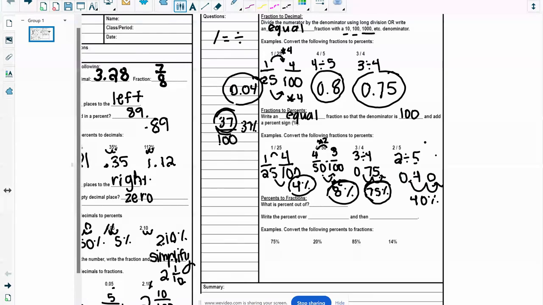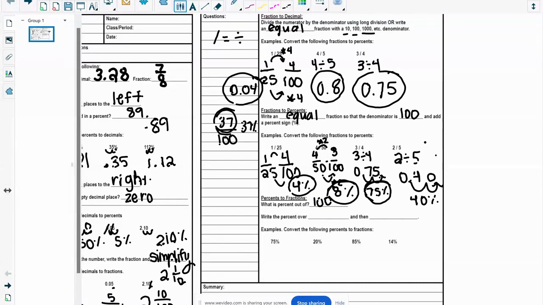Last but not least, now we did fractions to percents. We want to do percents to fractions, so doing the backwards of what we just did. So first thing I want to ask is, what is percent out of? Like, what is the highest percent you can get without going over? Okay, because you can technically go over this number, like think about a test with extra credit. But percent is out of 100.